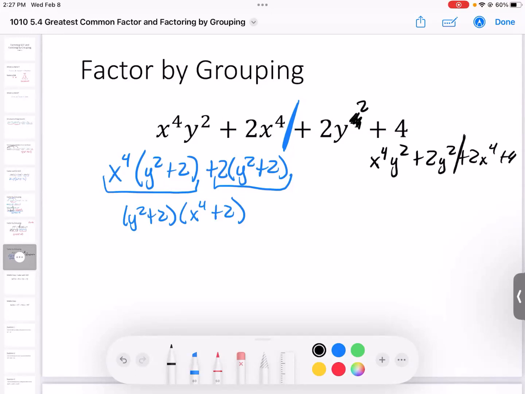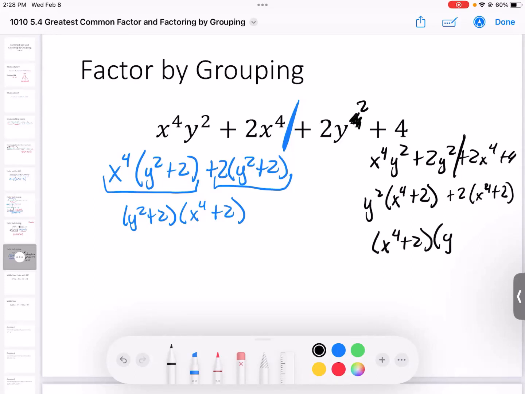This will still work for factoring by grouping, because if I split it into two groups, that first group has a y squared in common, which leaves me with x to the fourth plus 2. The second group has a 2 in common, which leaves me with x to the fourth plus 2. Both of those parentheses are the same thing, so I could factor that out and I get x to the fourth plus 2 times y squared plus 2.